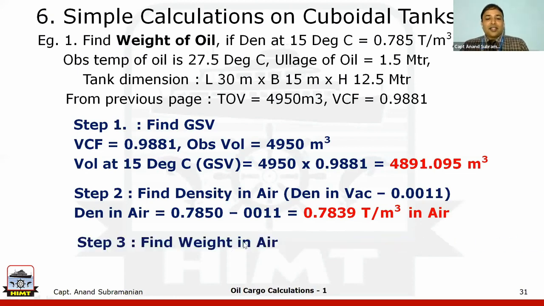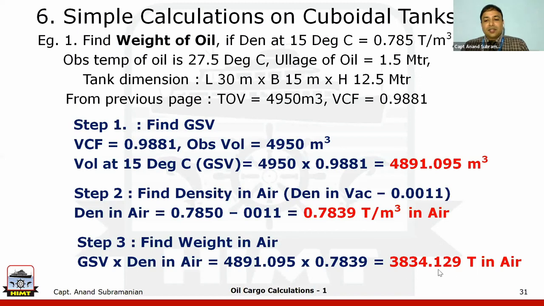Now the last step is to find the weight in air. We have the density in air multiplied by the standard volume. So what we get is the weight in air: 3834.129. Again, look back. The temperature is 27, more than 15. The volume is 4950. So when I come to 15 degrees, what happens to the volume? Will it expand or will it contract? Volume reduces. Has the volume reduced here, 4950 to 4891? Yes, sir. Great.